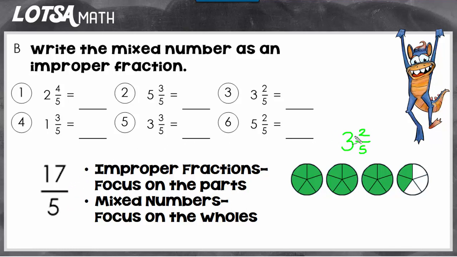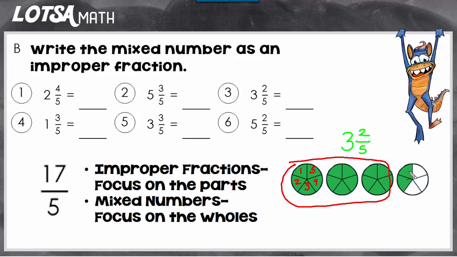Well, everything you need to know is right here in the mixed number. The whole number tells you how many whole groups there are. Since this is a 3, we have 3 wholes. The denominator, 5, tells you how many pieces are in one whole. In one whole, there are 5 pieces. So that means there are 3 wholes with 5 pieces each.